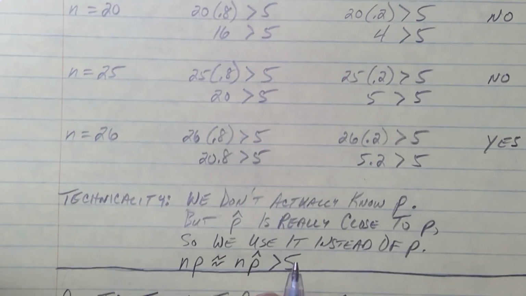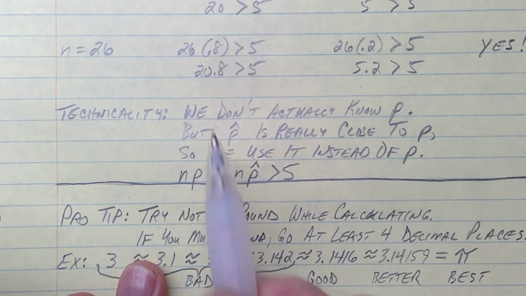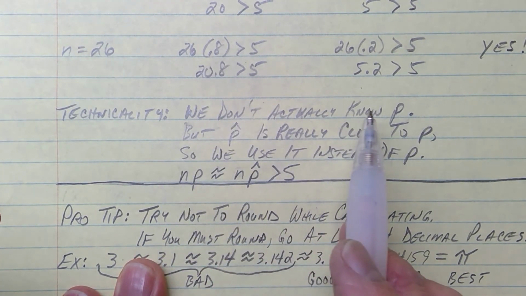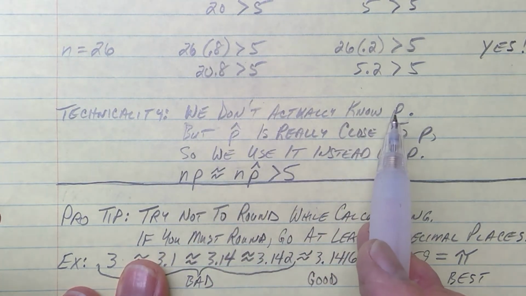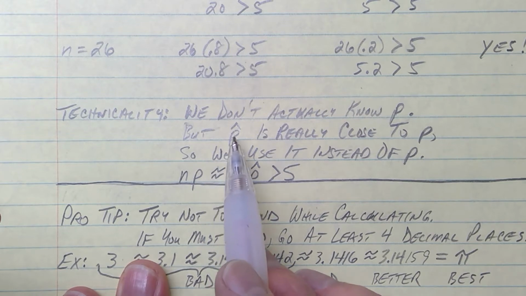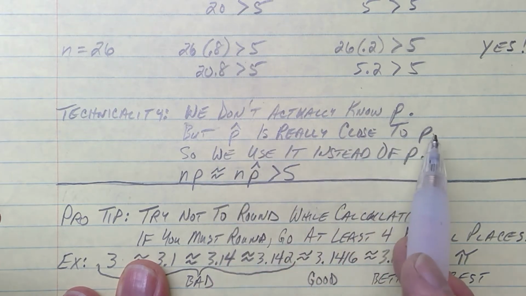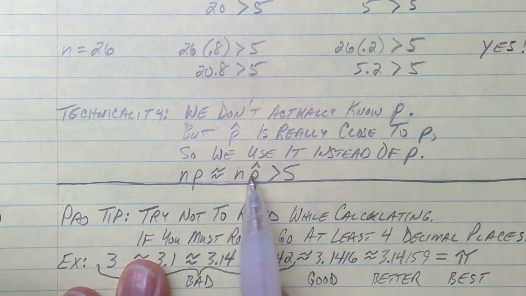And then finally, oh, by the way, technicality, I forgot. Technicality, we don't actually know p, all right? To test these, we're supposed to do n times p. We don't actually know what p is. We're trying to guess at it. p hat is pretty close to p. If we do a good job, p hat should be really close to p. So we use p hat instead of p.